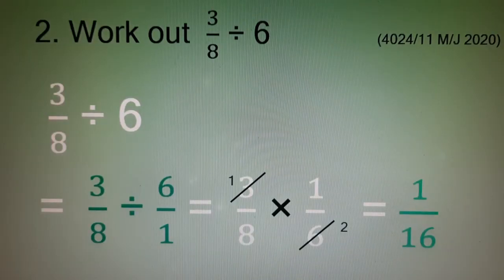In this way you can follow all the steps. 3 over 8 divided by 6. First you can change this whole number to a fraction by dividing by 1. After that, you change the division symbol into a multiplication sign and get the reciprocal of the divisor. Then you simplify where possible. Multiply numerator by numerator, denominator by denominator, and you will get the final answer 1/16.